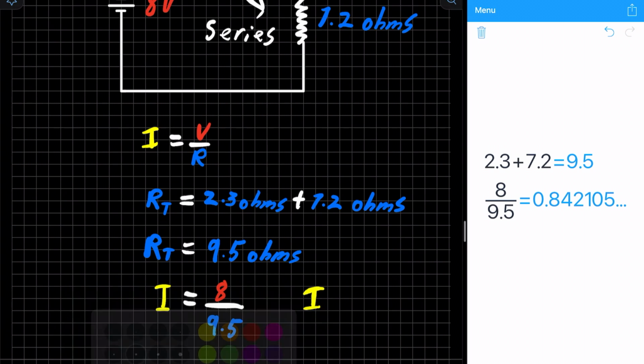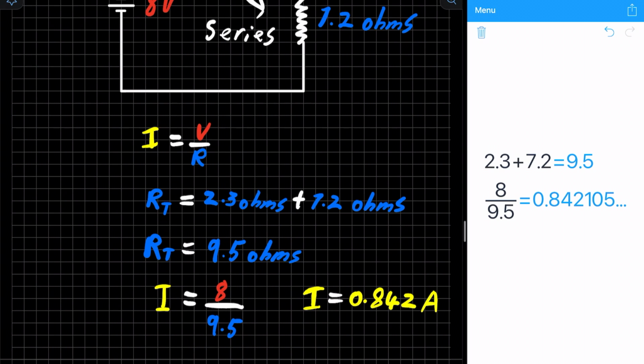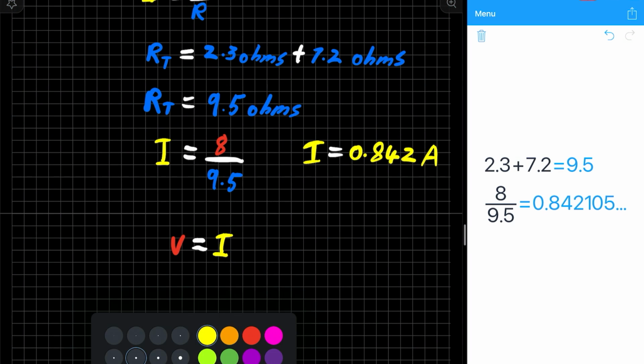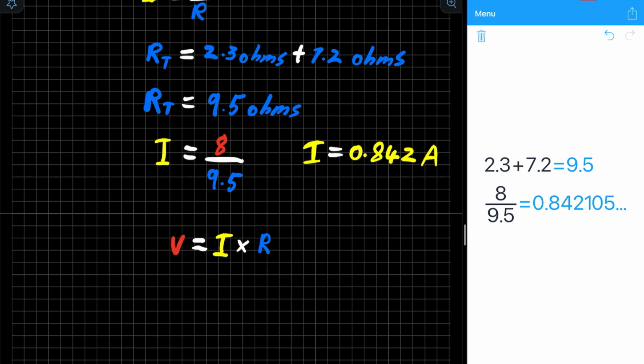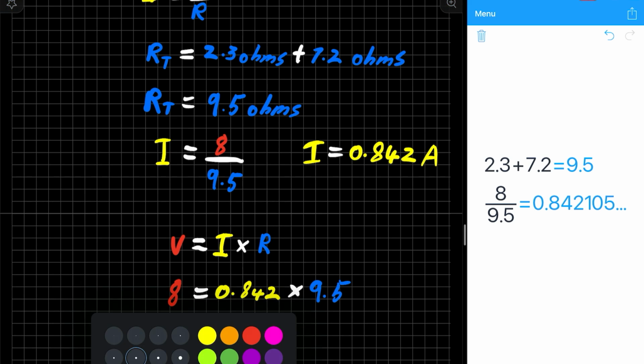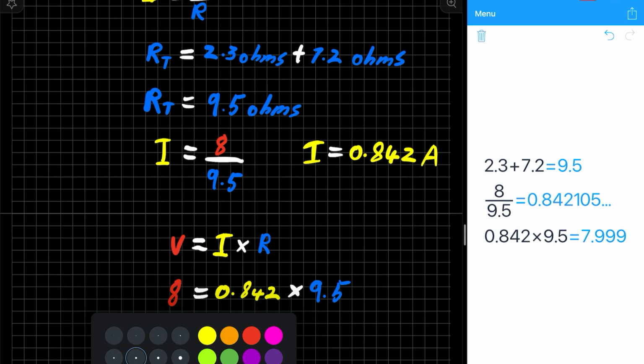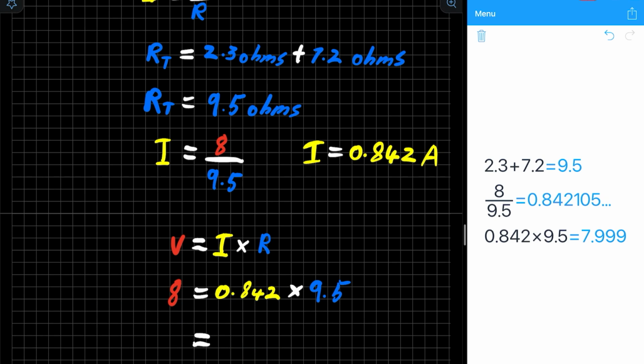To confirm that we got the correct answer, we can rearrange the equation to make V the subject. V equals I multiplied by R. Now we can sub in the values. 8 volts equals 0.842 amps multiplied by 9.5 ohms. That gets us an answer of 7.99 volts or 8 volts without rounding.